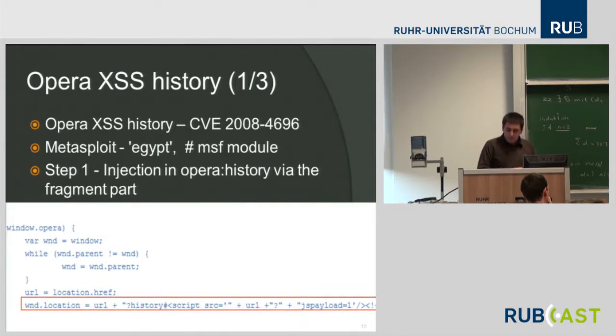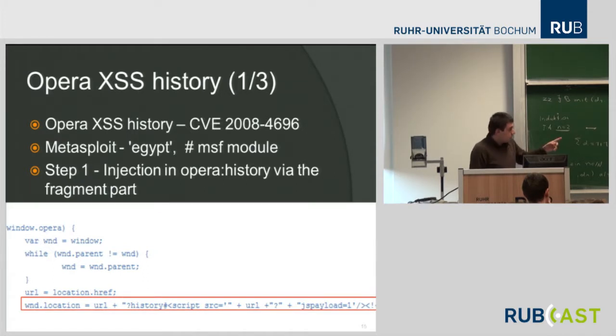You have the injection from the history that happens with the location.hash. So you visit a website, and after the location.hash, you can put your malicious payload. That malicious payload is not filtered when you go and visit the Opera history page. So if the user goes to the Opera history page, that JavaScript which has been injected will be executed inside the Opera history.